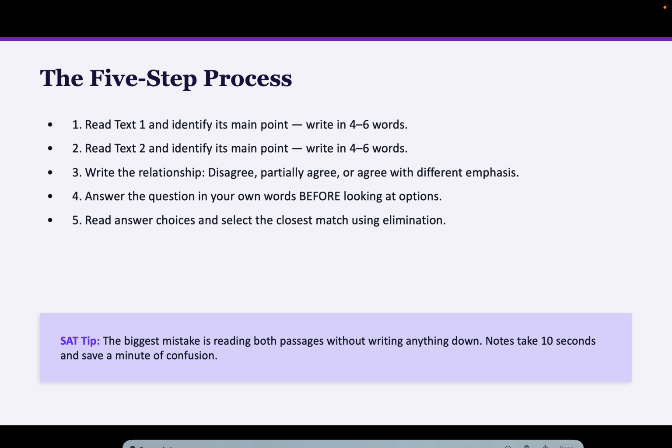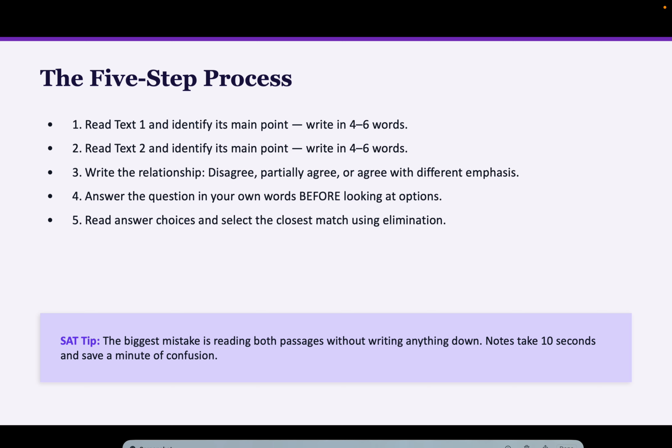And for these questions, it's always a good practice to answer the question in your own words before you look at the answer choices, so you have an intuition for what the correct answer should look like, so you don't get easily misguided by one of their early answer choices.